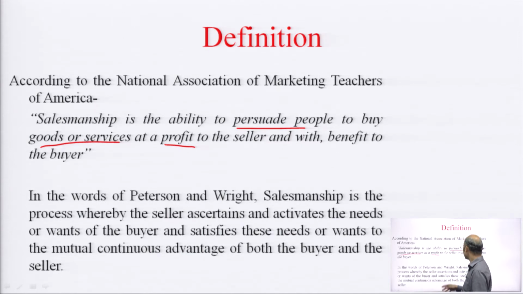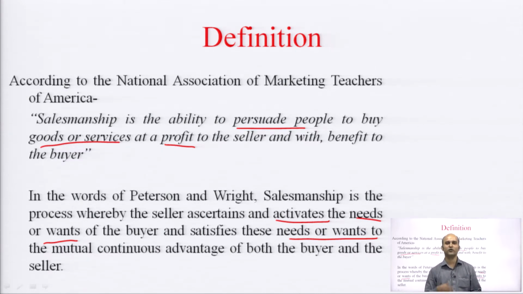As per Peterson and Wright, salesmanship is the process whereby the seller ascertains and activates the needs and wants of the buyer and satisfies these needs and wants to the mutual continuous advantage of the buyer and the seller. So, what you need to understand is that you have to identify the needs and wants of the customer. Once you understand what the customer is trying to get from you, then you can easily sell to the customer.